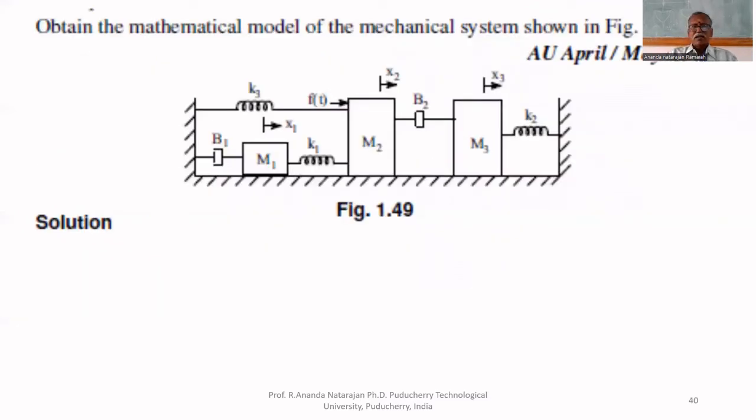Do it yourself: obtain the mathematical model of the mechanical system shown in the figure. How many equations will you get? 3 equations, because 3 masses are there, M1, M2, M3. Draw the free body diagram, then write the equation. What are the forces acting on it? Displacement in M1 is X1, in M2 is X2, in M3 is X3.